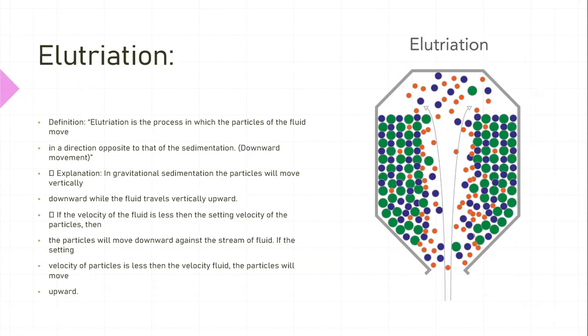If the velocity of the fluid is less than the settling velocity of the particles, then the particles will move downwards against the stream of fluid. If you reduce the upward velocity of the fluid, the settling movement of the particles will be affected slightly. If the settling velocity of the particle is less than the velocity of the fluid, the particles will move upward. So if the sedimentation velocity becomes less than the fluid velocity, instead of coming down they go back up. That is the process of elutriation.